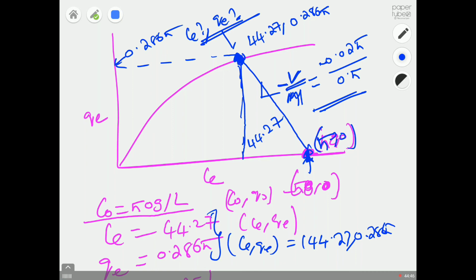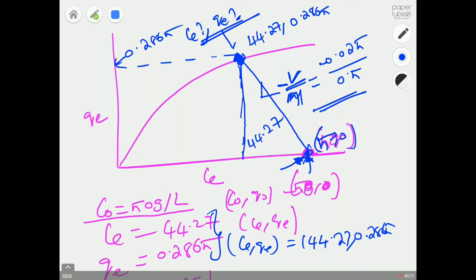But what I will ask in the exam, or what I mean by performing a design calculation, is that I'm going to give you just the initial concentration, and I will tell you the volume of the solution that we are going to deal with, and the mass of the adsorbent. And from that you have to tell me what the equilibrium concentration will be. So what's the purpose of doing this graphical method?